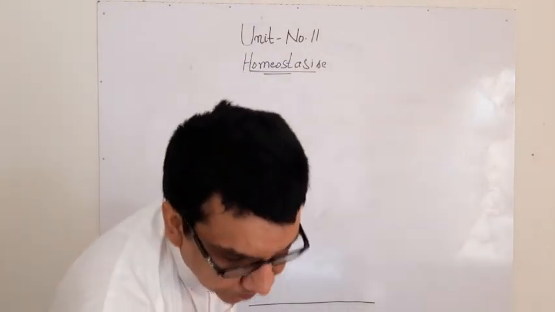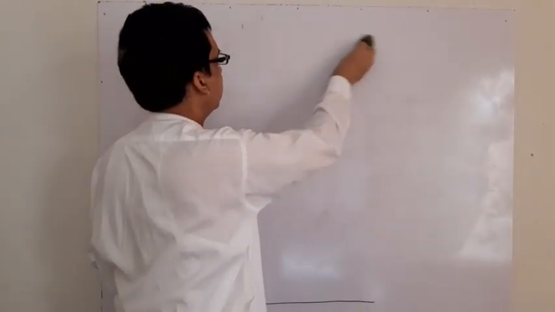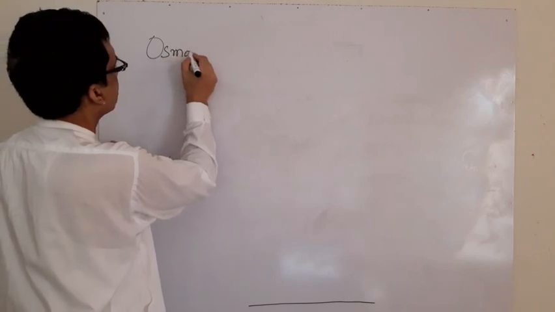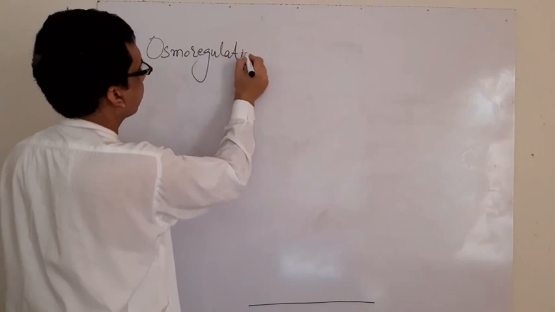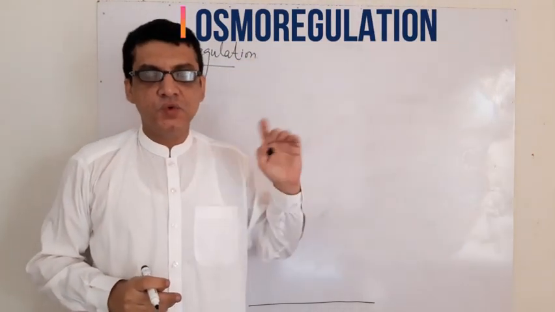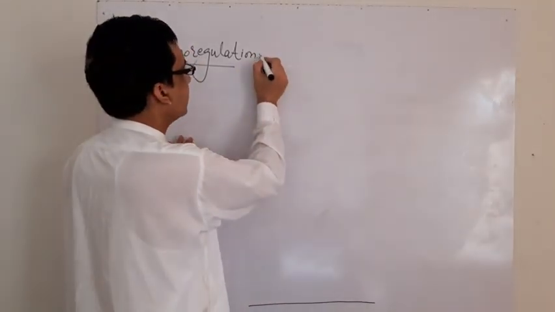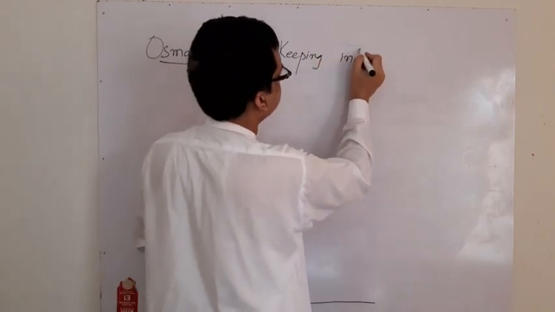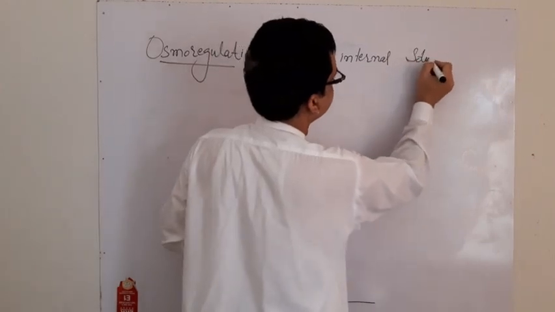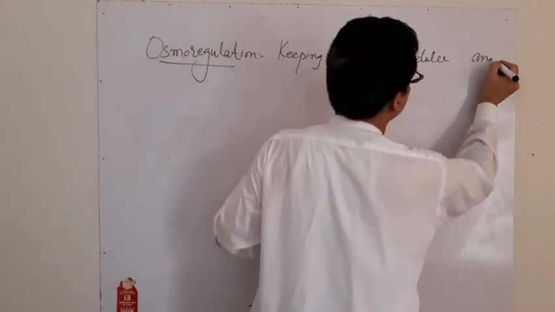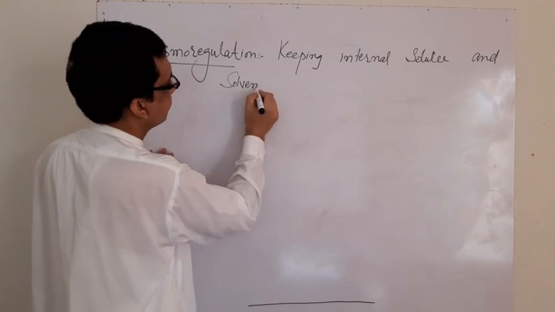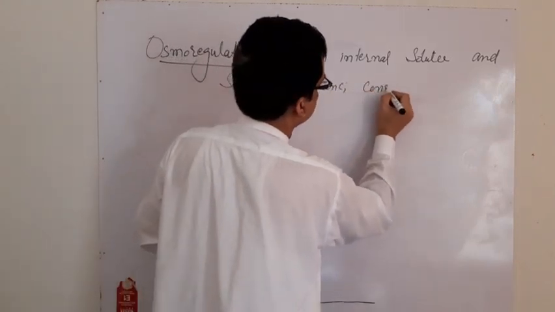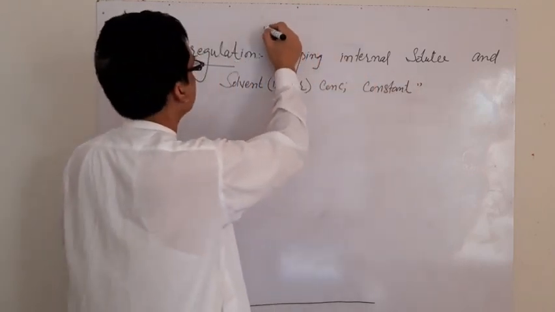Now we are going to define some terms related with homeostasis. The first one is osmoregulation. This is the homeostasis of the solute and solvent. So how will we define osmoregulation? Keeping the internal solute and solvent, meaning water, concentration constant. So this is called osmoregulation.